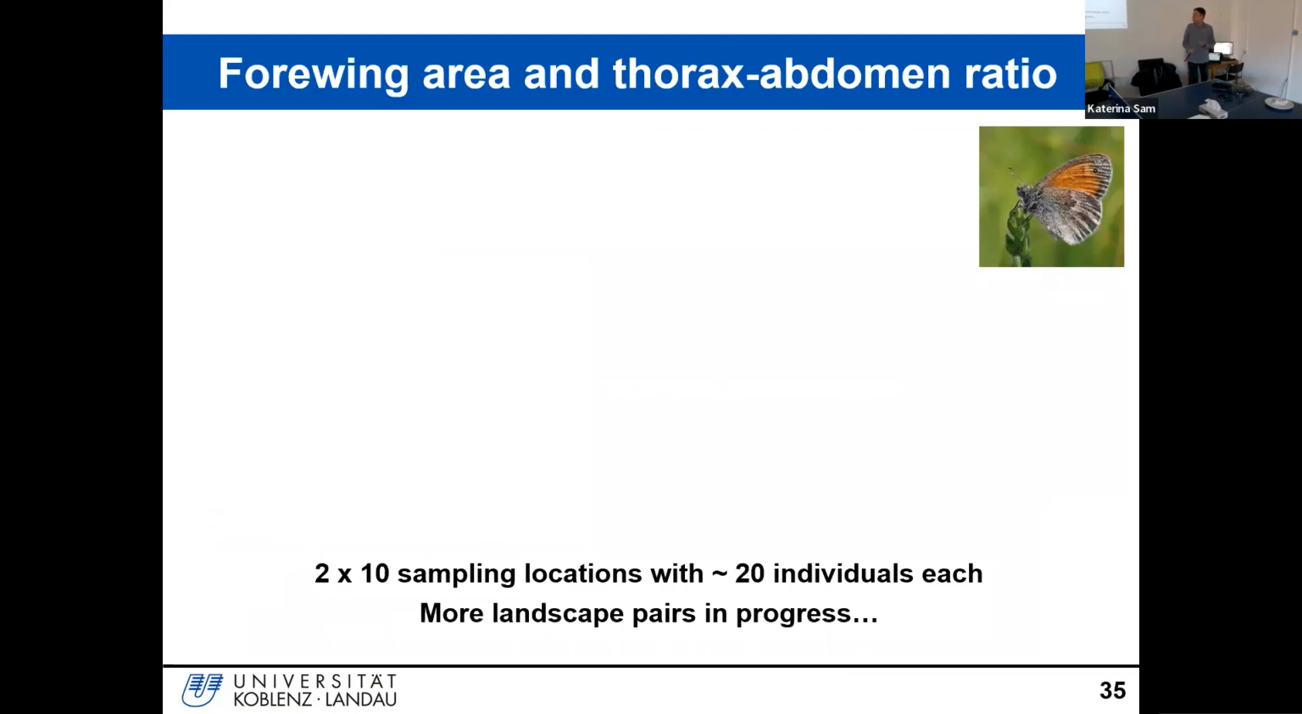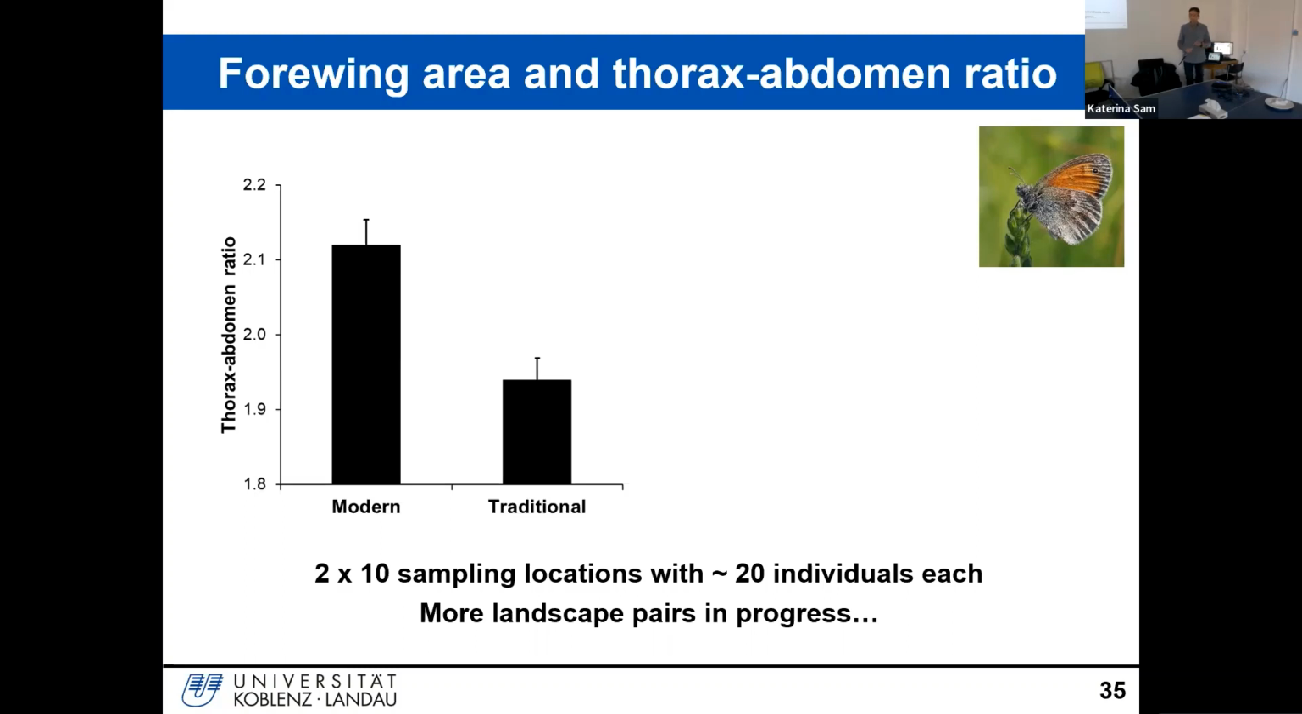Hot from the press, our very first examples. We have so far analyzed the data of one landscape pair, so one traditional and one modern landscape. In each of the two landscapes, we had 10 sampling locations with roughly 20 individuals each. And we will investigate more of such landscape pairs. And this is what we found. For the first one, it's very motivating, very motivating.